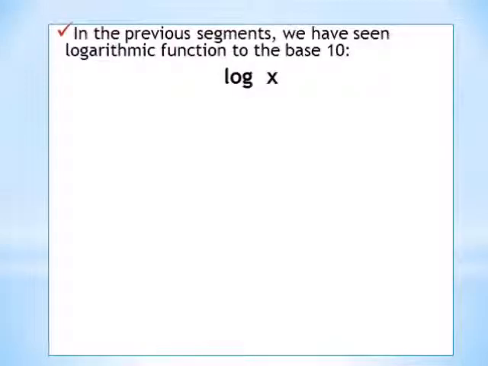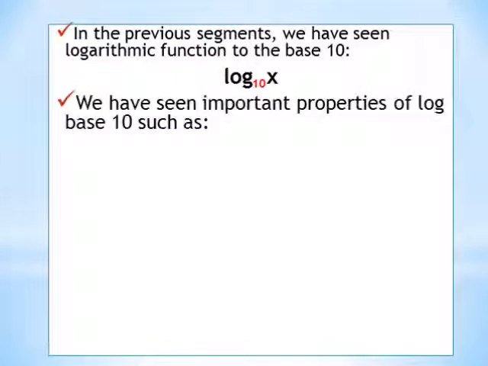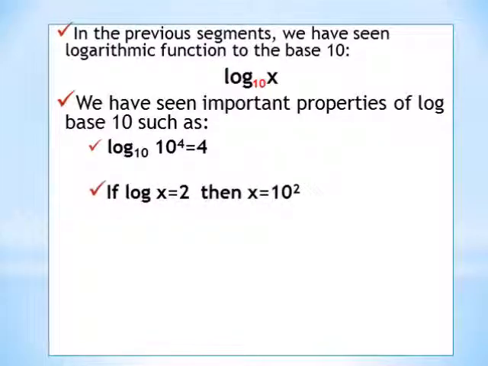In the previous segments, we've seen the log function simply to base 10, and we learned that when you write just log of x, that's understood to be base 10. And we've seen important properties of log functions to the base 10, such as when we write log base 10 of 10 to the fourth, that was just 4. Also, if we write log of x equals 2, then to solve for x, we have to write down 10 to the second power. Again, the hidden base is 10, so 10 to the second power equals x.